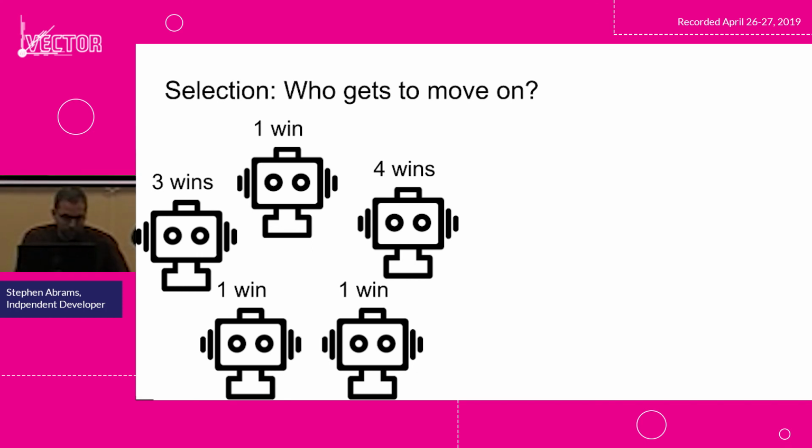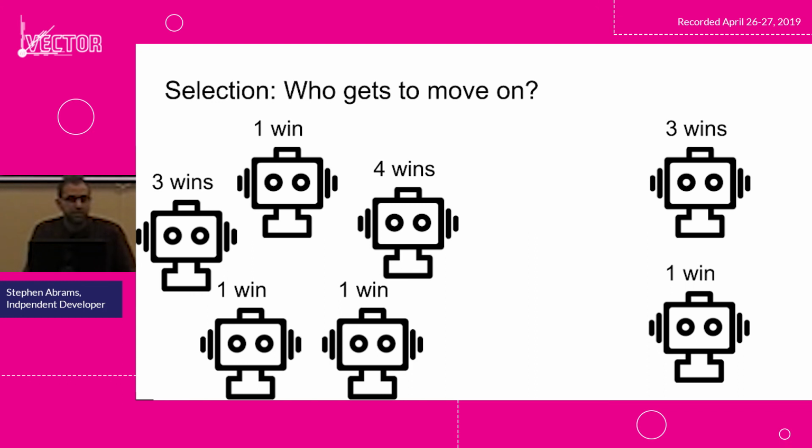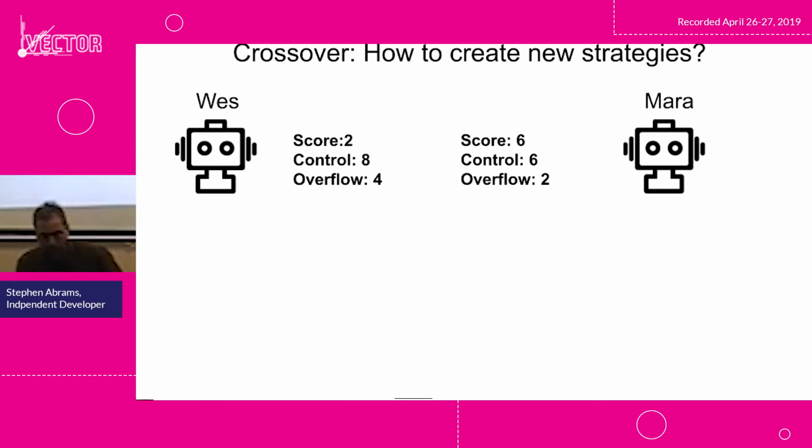So it may be that the 3 win moves on and one of the 1 wins moves on. That happens. You roll a dice. Sometimes you get snake eyes. So what happens once they get there? Let's assume that these were the strategies behind those 2 bots. Okay?